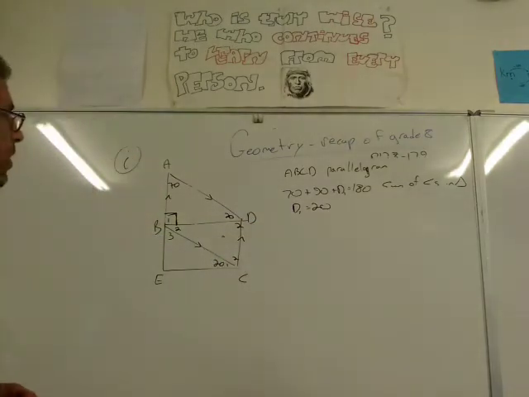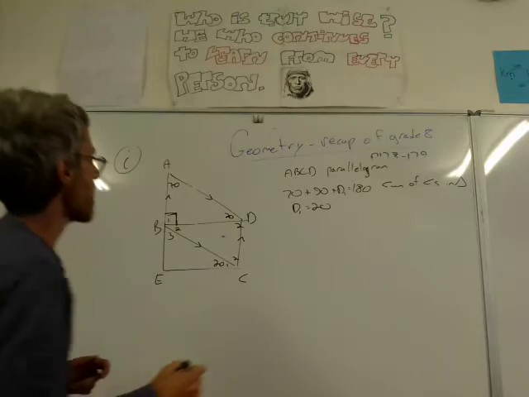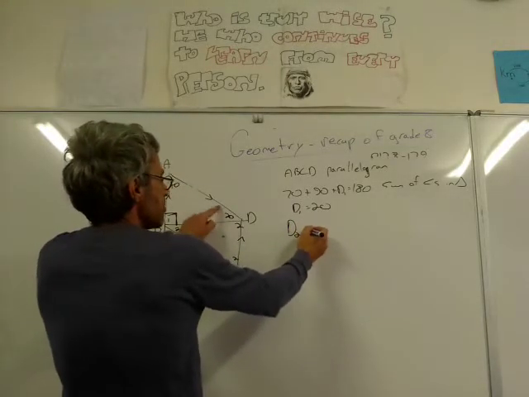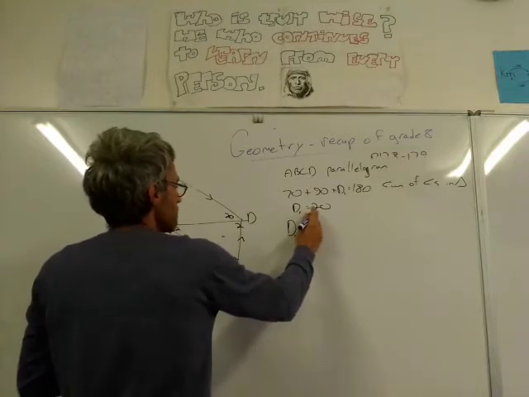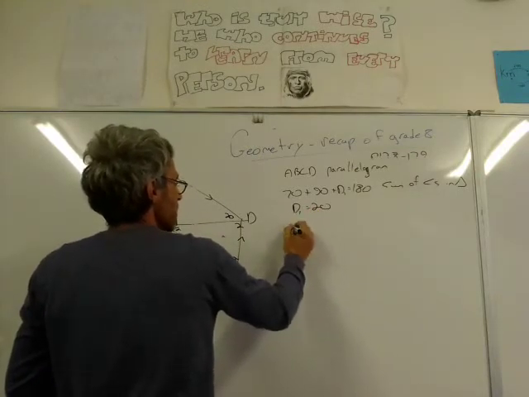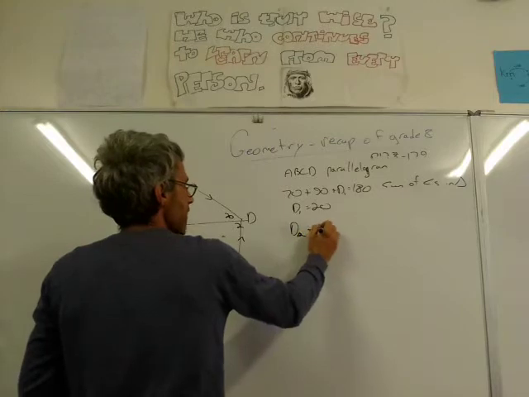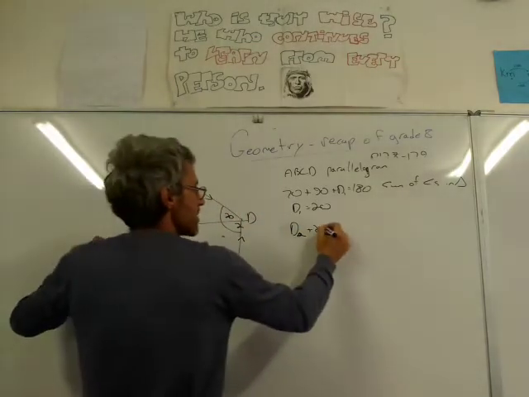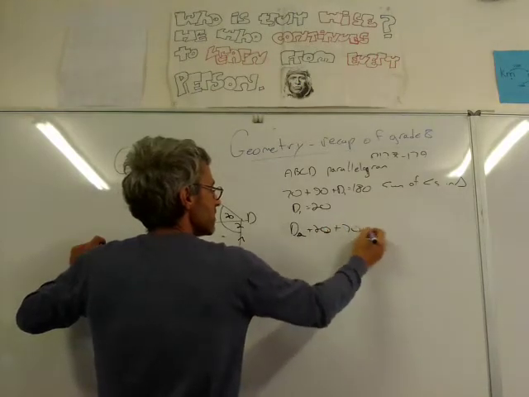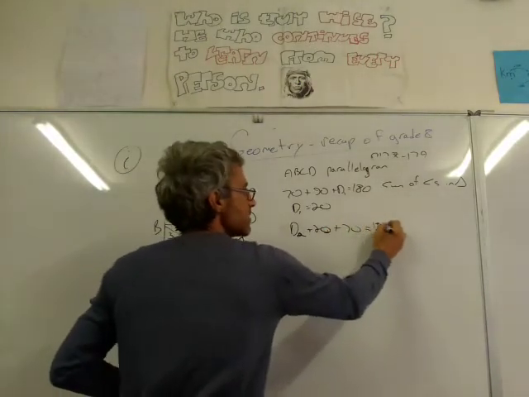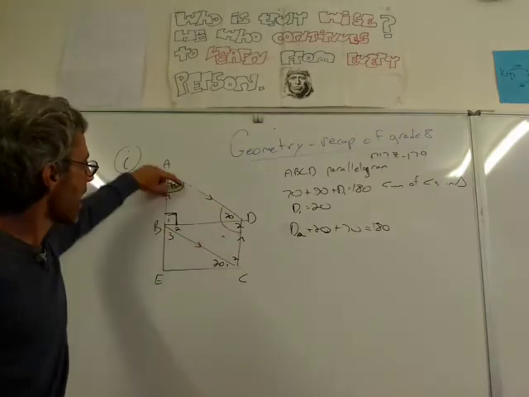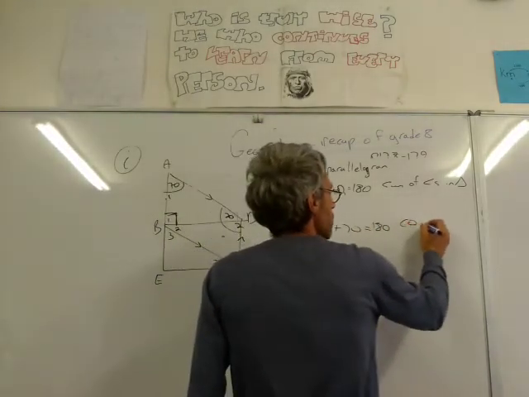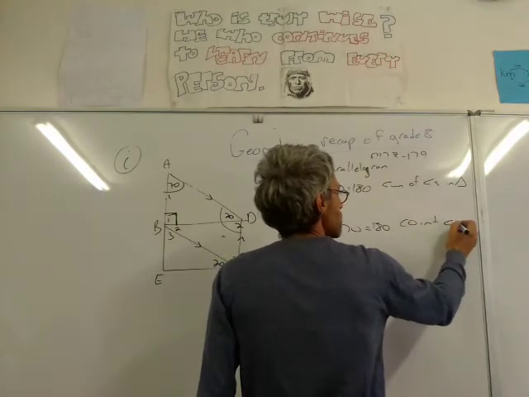Okay? Now, I can straight away find out what D2 is. Why? Because D2 plus 20, this angle, plus this angle, plus 70, must be equal to 180. Why must these two angles be equal to 180? They are co-interior angles.